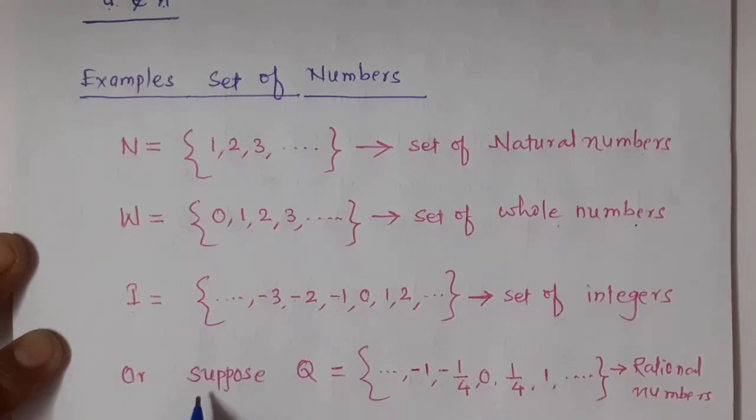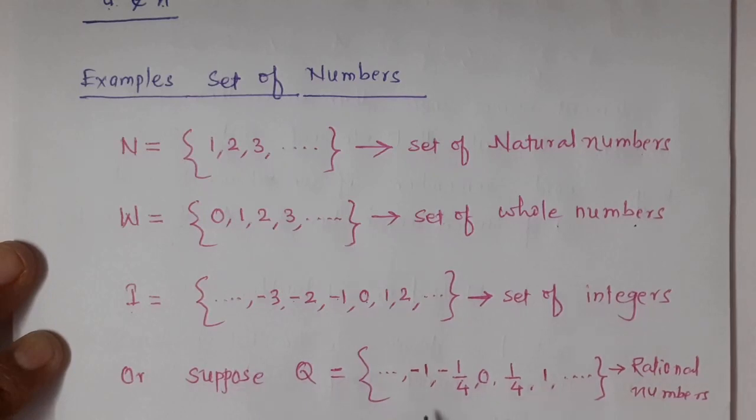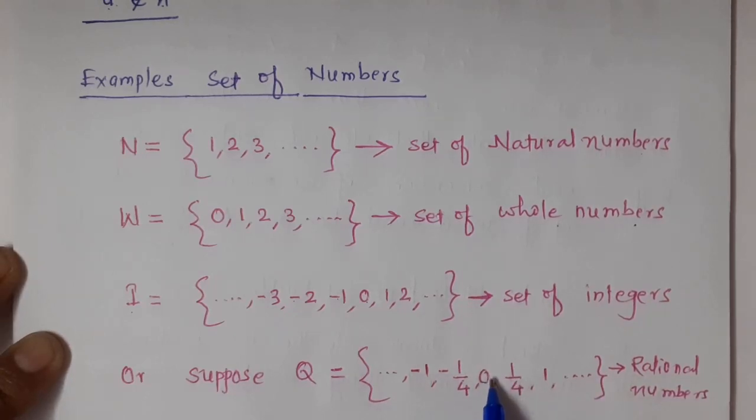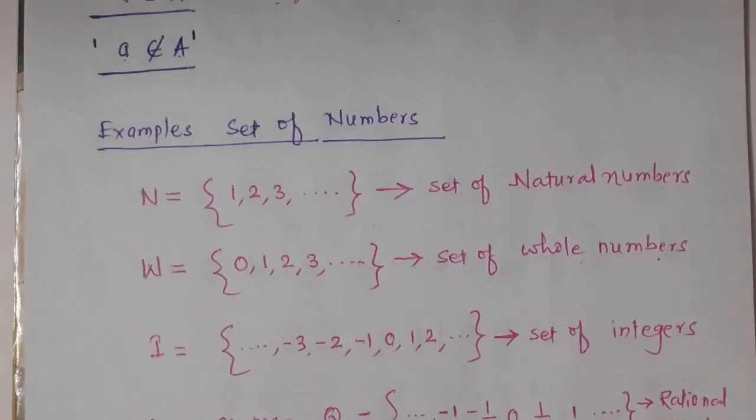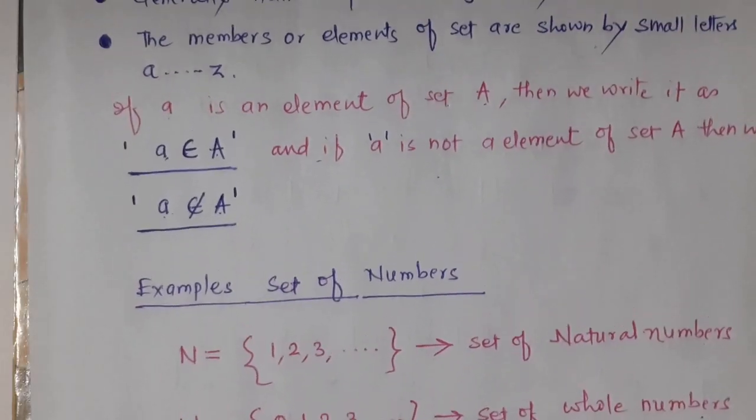Or if you have to represent a set of rational numbers, on the number line to the right of 0 we have 1 by 4, 1 and so on, and to the left of 0 minus 1 by 4, minus 1 and so on. These are the rational numbers. So these are a few examples of sets of numbers.